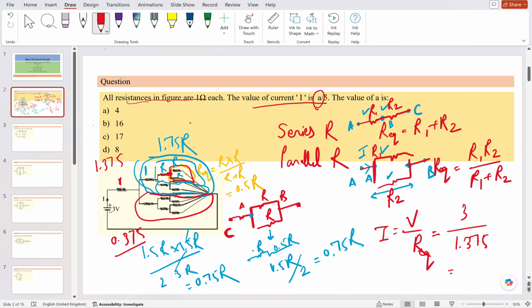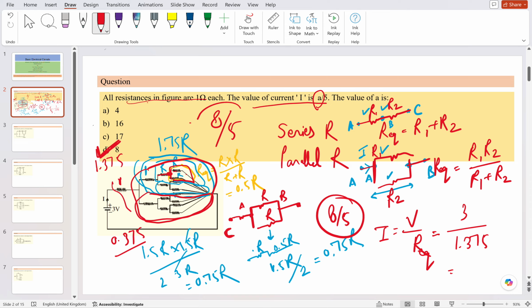Okay, let me check again. 0.5 R, 1.5 R, 0.75 R, 1.75 R, 1.75 divided by 2, 7 by 8 R plus 1, 3 divided by the answer. It will come out to be 8 by 5. I have made some mistake, I think you can check from your side. It is coming till this. The overall equivalent is coming with the summation 8 by 5, so the overall answer will come out to be 8.